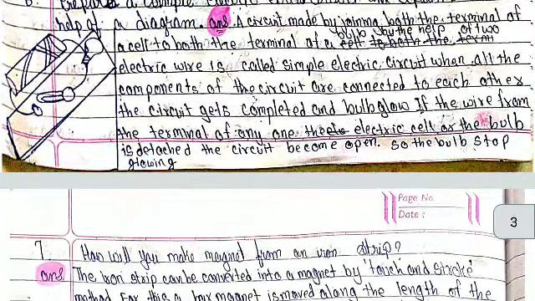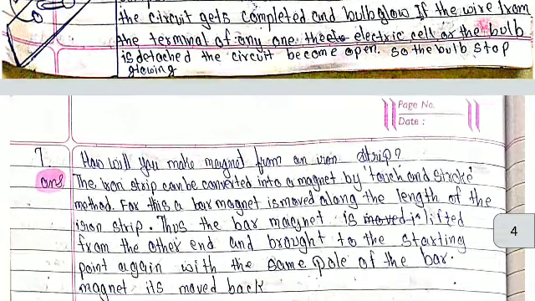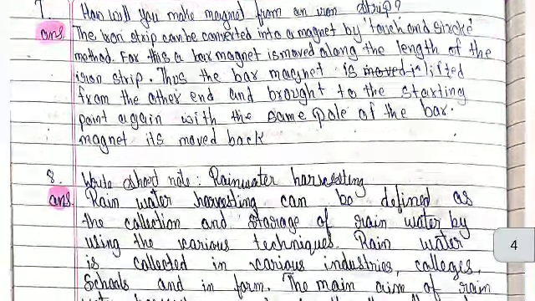6. Prepare simple circuit and explain it with the help of a diagram. A circuit made by joining both the terminals of a cell to both the terminals of a bulb with the help of two electric wires is called simple circuit. Circuit is complete when all the components of the circuit are connected to each other. The circuit gets completed and bulb glows. If the wire from the terminal of either the electric cell or the bulb is detached, the circuit becomes open, so the bulb stops glowing.